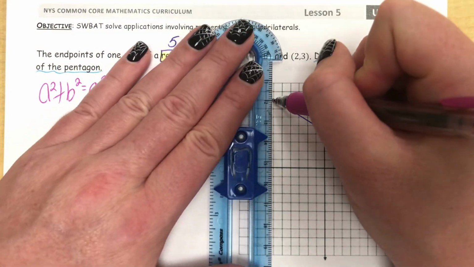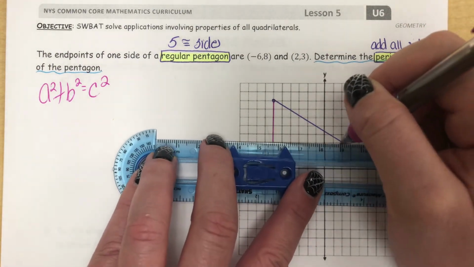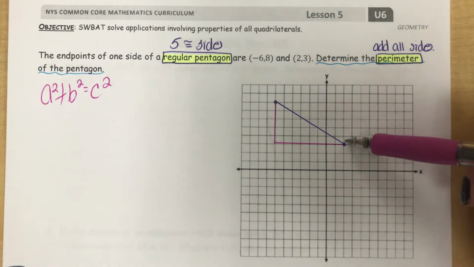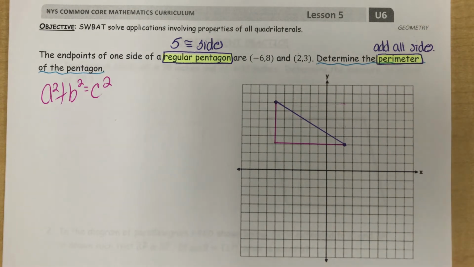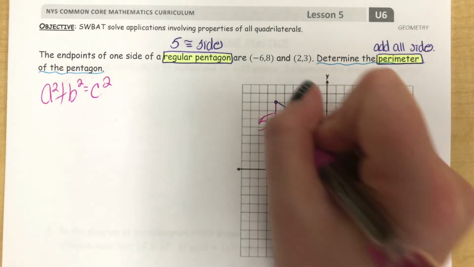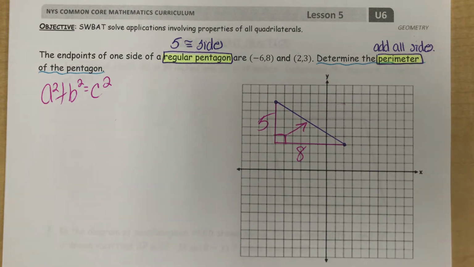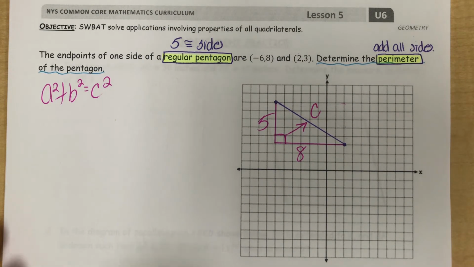I can either go down and over, or I can go up and over. So I can make a right triangle down here, that's what I'm saying, or I can make a triangle up top. It doesn't matter, it's going to be the same lengths. So when I count the boxes, I get 5 and 8. Here's my right angle. Boom, right across from the right angle is my hypotenuse. This would be my C, that's what I'm looking for. So 5 and 8, here we go.